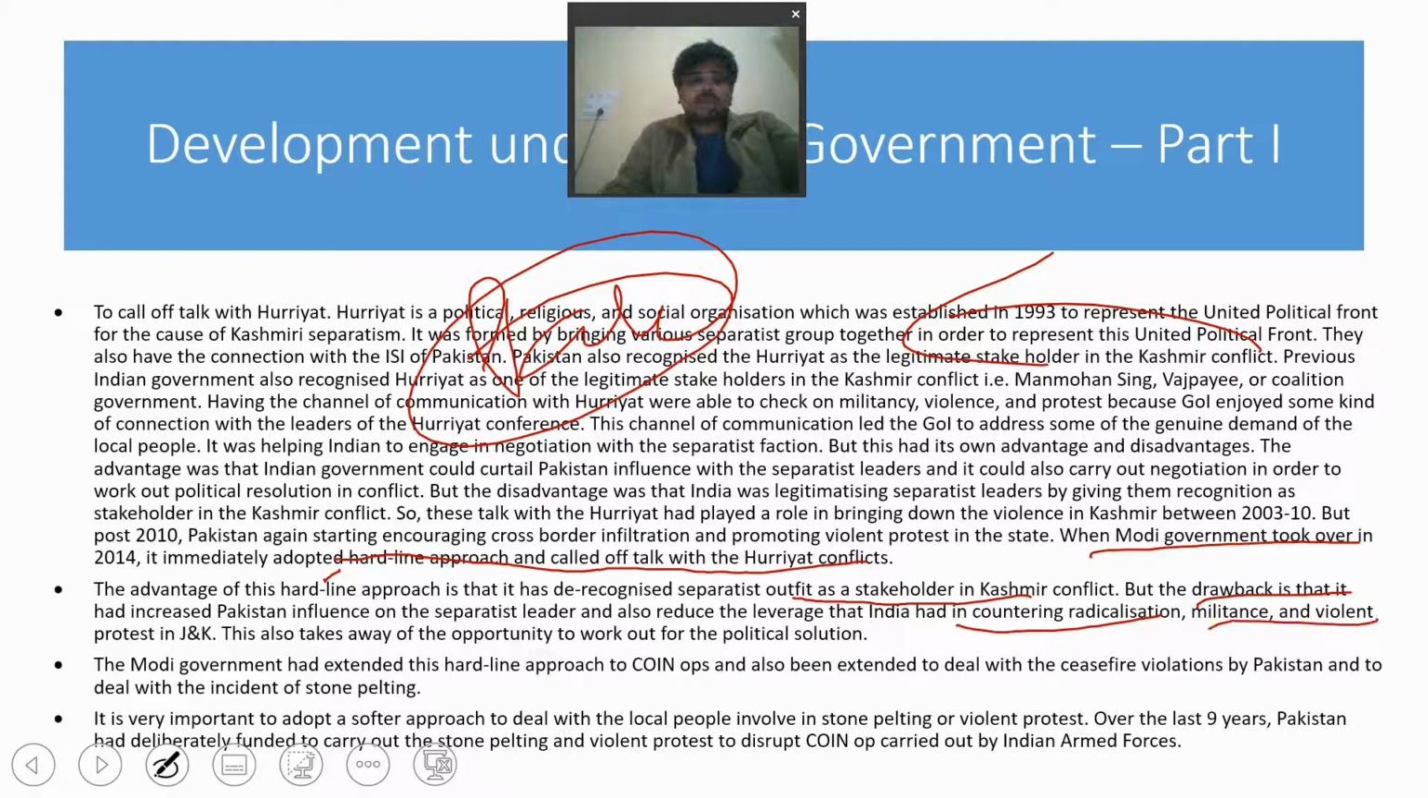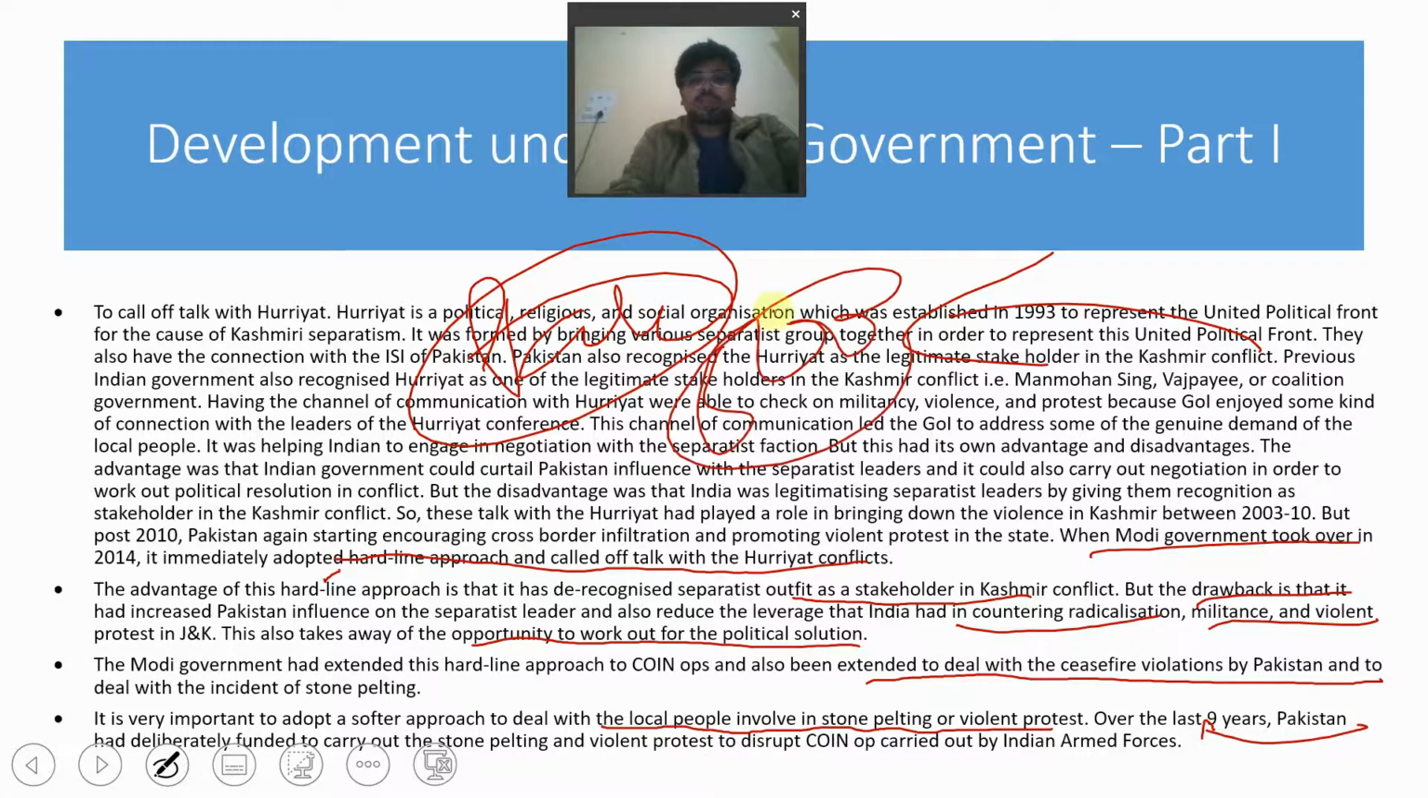Militants and violent protests in Jammu and Kashmir also take away the opportunity to work out a political solution. The Modi government extended this hardline approach to counter-insurgency operations, to dealing with ceasefire violations by Pakistan, and to the incidents of stone pelting, which we tackled very efficiently. After that we revoked Article 370 and 35A. It is important to adopt a softer approach with local people involved in stone pelting and violent protest. Over the last nine years, Pakistan had deliberately funded stone pelting, paying 500 rupees per person per day, with violent protests to disrupt counter-insurgency operations carried out by the Indian armed forces.